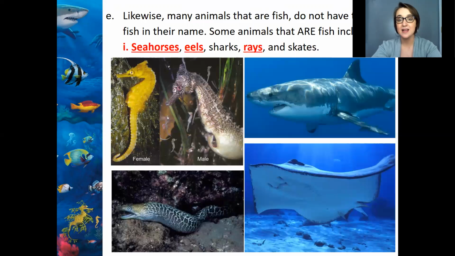But on the flip side of that, there are a lot of animals that are considered fish that don't have fish in the name. Examples of this are things like seahorses, no fish in the name, but they are considered a type of fish. They are vertebrates. Eels are a type of fish. Sharks are a type of fish. And rays and skates, which there's a difference between the two. We'll talk about that in the next section. But those are both also considered vertebrates and are in that fish family.